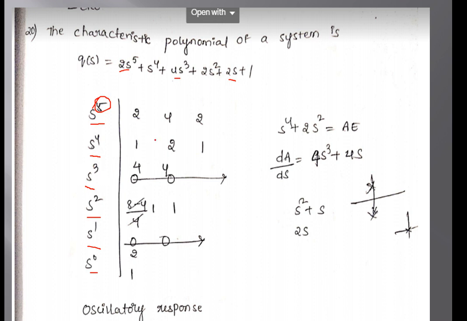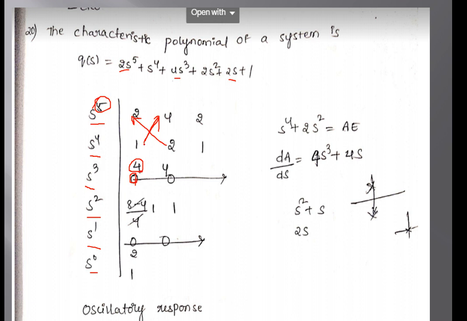So in order to do that one, first you will do 1 into 4. This is the procedure given by Routh-Hurwitz in order to find out the stability of the system. So in order to find this s power 3 value, first you have to do 1 into 4. 1 into 4 is 4 minus 2 into 2. 2 into 2 is also 4. So here 4 minus 4 is 0. 4 minus 4 is 0 by 1.